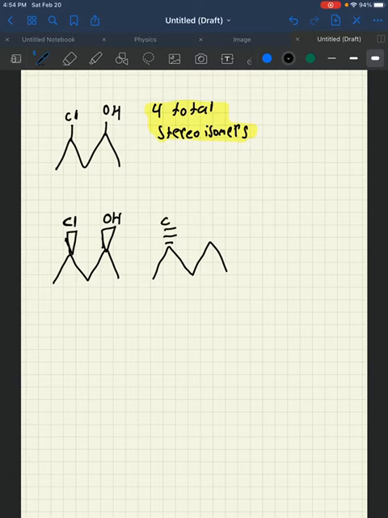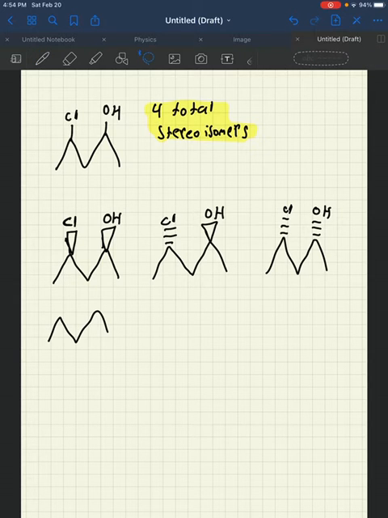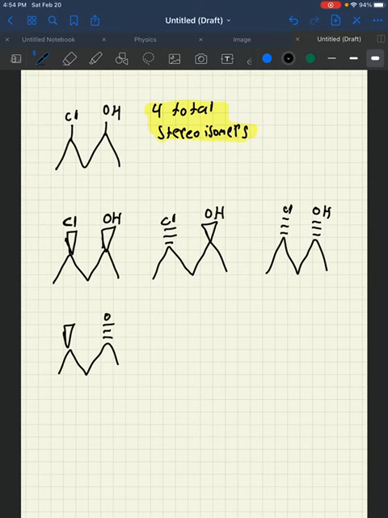I'll change this chlorine and keep this the same. Now then, I'll change this OH and keep that the same. And now then, to get a completely different looking thing, I will change this chlorine. Would you look at that? 4 total. And these are your stereoisomers.